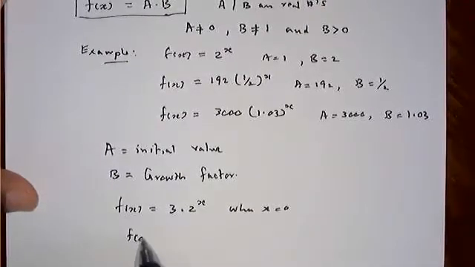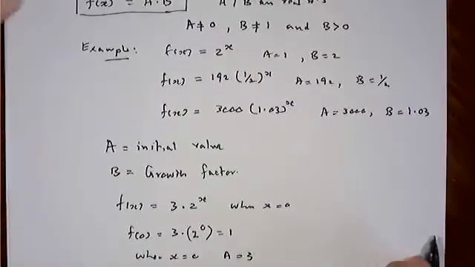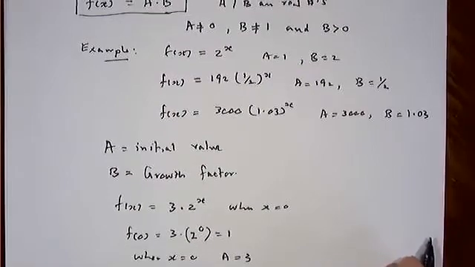we'll get f(0) equal to 3 times 2 to the power 0. This 2 to the power 0 is equal to 1 because any number to the power 0 is equal to 1. So that means when x equals 0, you get the a value. In this example, it will be equal to 3. So if I'm interested in finding the initial value of the problem, that's one way to find it.